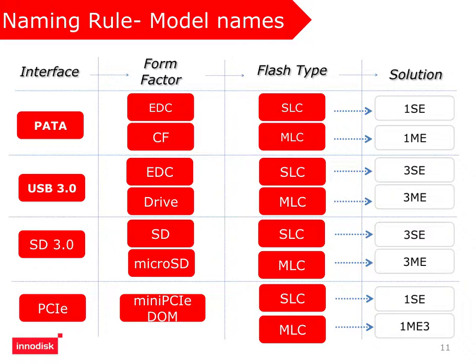In the PATA family, we have EDC or IDE DOM and compact flash cards. Our USB line is available in the EDC or drive form factor. Our SD line is available in both standard-sized SD and micro SD cards. And lastly, there's the PCIe interface, available in the mini PCIe form factor. These solutions are available in SLC and MLC choices. Covering all the most common interfaces, we offer them to you in different form factors and NAND flash types so that you may find the perfect solution regardless of the application and system that you're using.